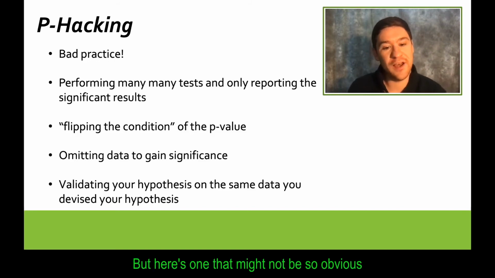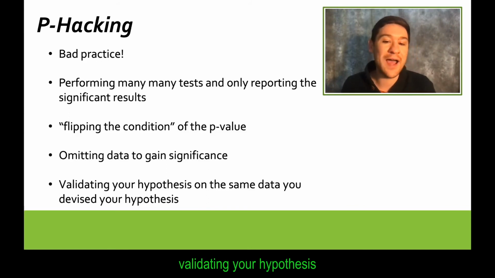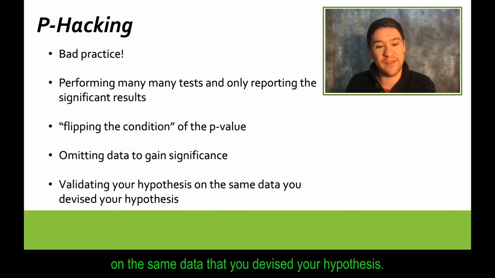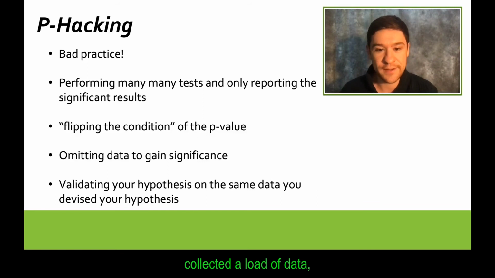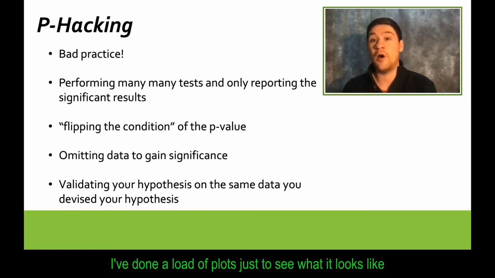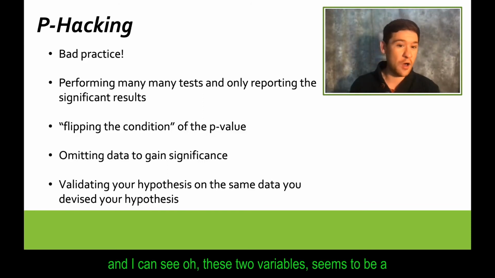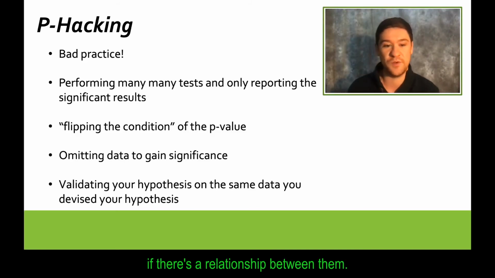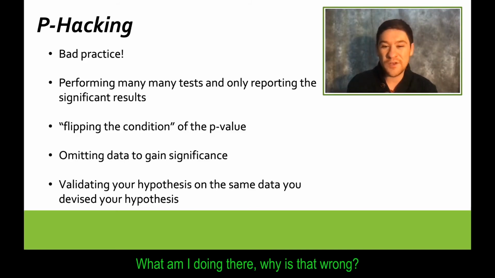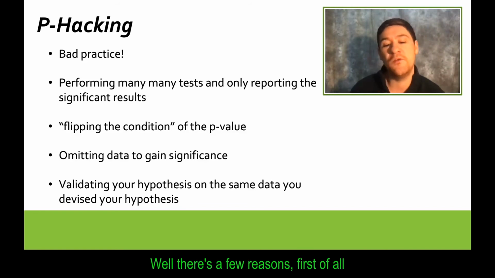But here's one that might not be so obvious: validating your hypothesis on the same data that you devised your hypothesis on. So what does that mean? That means I've gone out and collected a load of data. I've done a load of plots just to see what it looks like, and I can see, oh, these two variables seem to have a relationship between them. And then on that very same data, I perform a hypothesis test to check if there's a relationship between them. What am I doing there? Why is that wrong? Well, there's a few reasons.